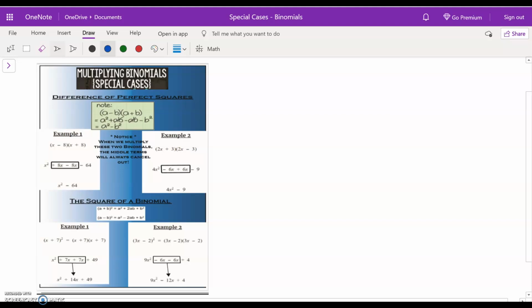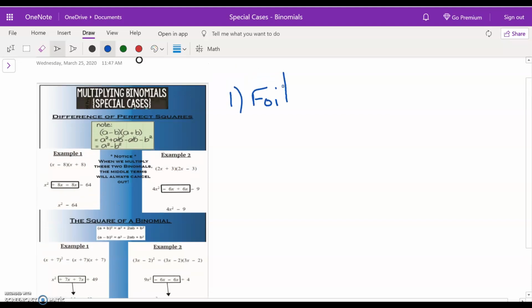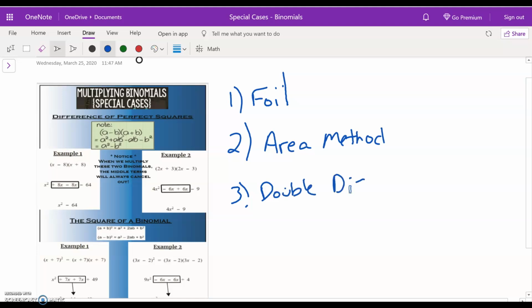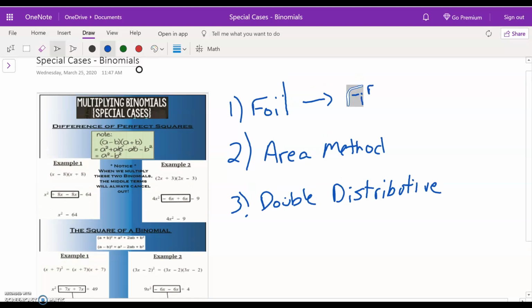First thing I want you guys to keep in mind while going through this are the various methods that we use. Okay, we have the FOIL method that we use. We also have the area method that we use, and last but not least, the double distributive method. Okay, and just keep in mind that that FOIL method does stand for first, outside, inside, and last.